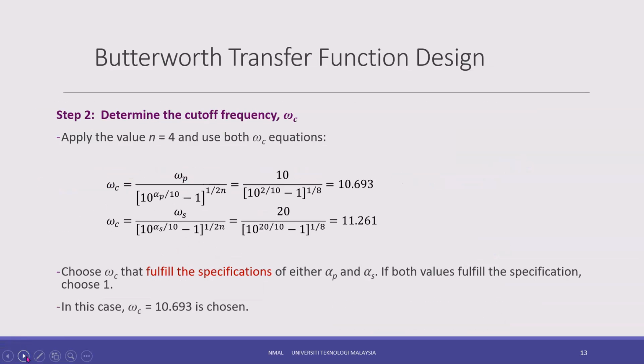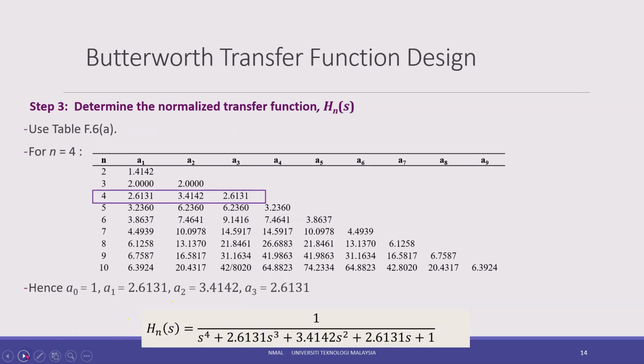Okay, so you check. If it fulfills the specification of both alpha P and alpha S, you can choose that omega C. If both values here fulfill all the specifications of alpha P and alpha S, you choose only one. So in this case, omega C equal to 10.693 is chosen.